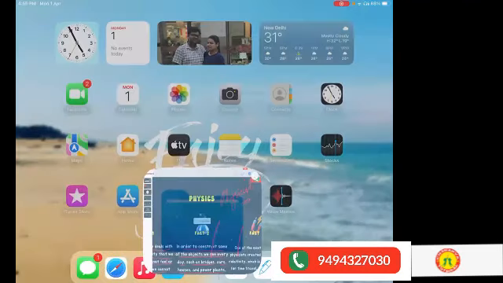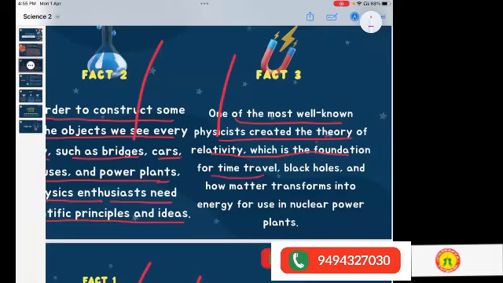Then, the last fact: one of the most well-known physicists created the theory of relativity, which is the foundation for time travel, black holes, and how matter transforms into energy for use in nuclear power plants. So physicists worked on so many different things. They have seen how time moves, how time travels, and then the black holes.